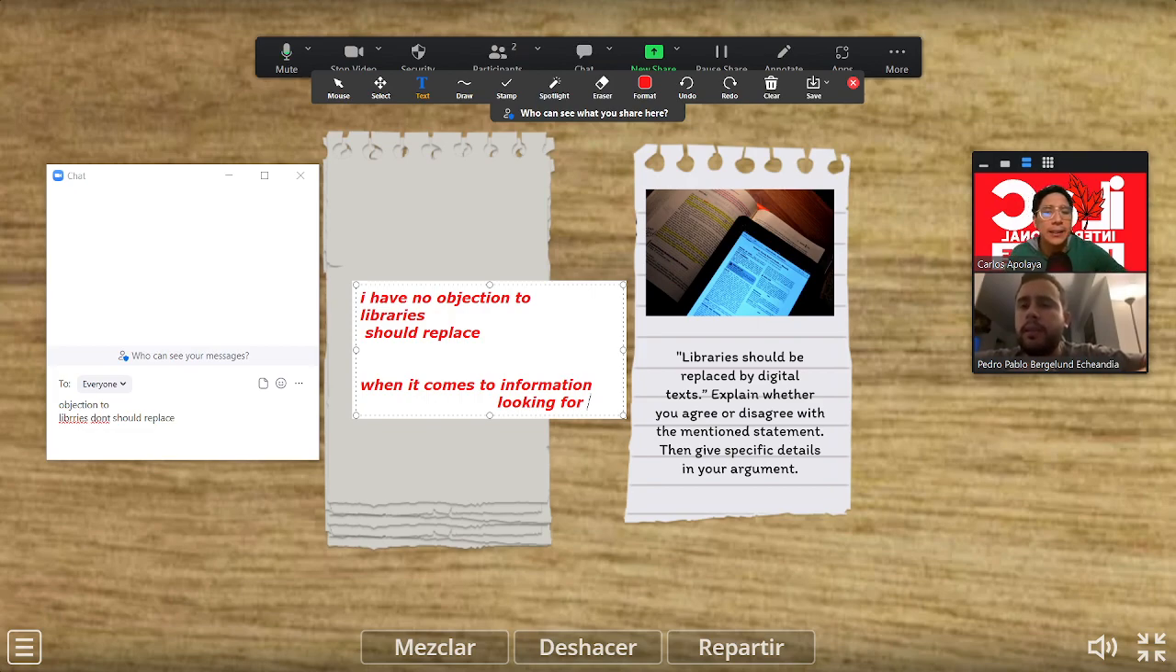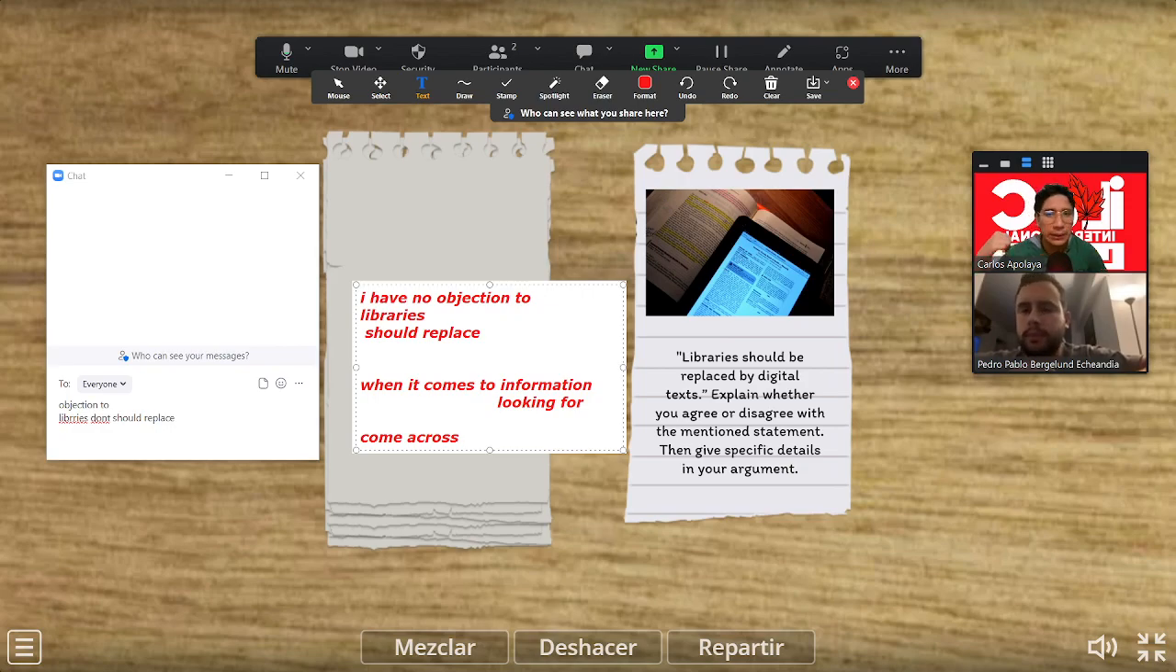Another way is like, there is no point in using the physical books, because the information maybe is wrong. And now you can find updated information on the internet maybe. Okay? Then you can use this word like come across. Come across is toparse con algo.